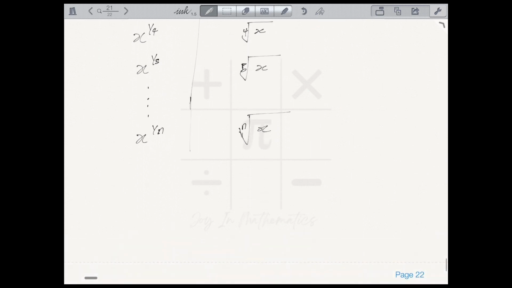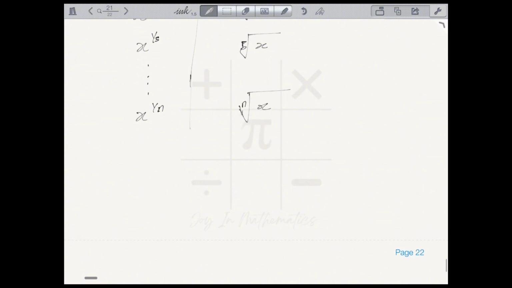Having an understanding of this now, how then do we come about fractional indices? We know that x raised to power 1 over n is equal to the nth root of x. Therefore, we can say that x raised to power, let's use another variable, p over n.